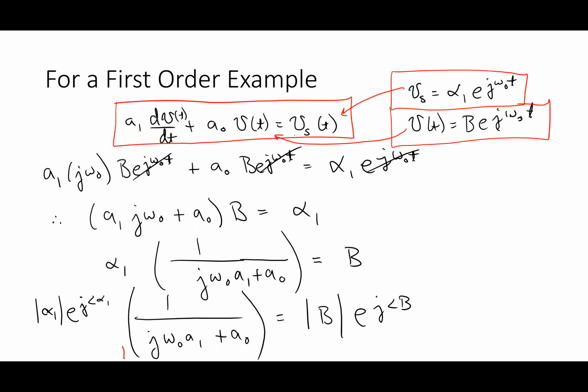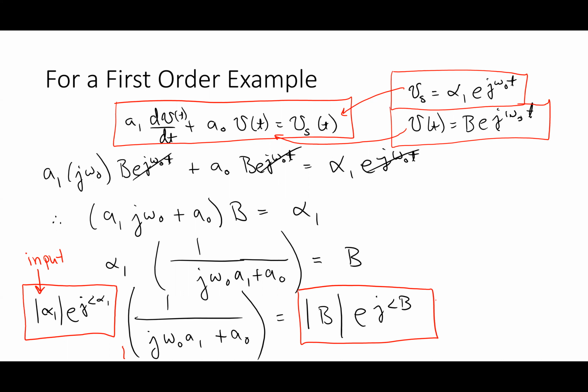If I plug that thing in, all of the e to the j omega naught t's go away. And I end up with this relationship that says this term here is from the input. This is from the output right here. And then I have this sort of thing that's relating them. So there's something I multiply the input by to get the output.